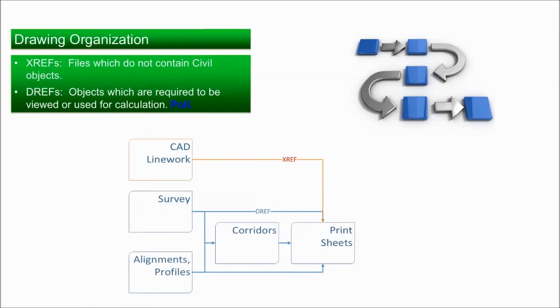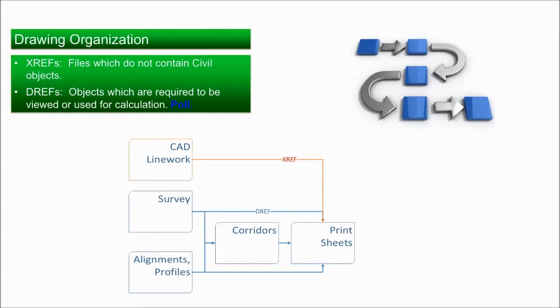Now, the last section here in the last few minutes is drawing organization. Liberal use of XREFs and DREFs is going to help your performance for sure. So here's an example of a quasi-typical scenario. A CAD line work drawing, nothing Civil 3D, just AutoCAD line work, XREF into my print sheet. Now, data refed into the print sheet are the survey, my surface drawing, alignments, profiles, corridors.